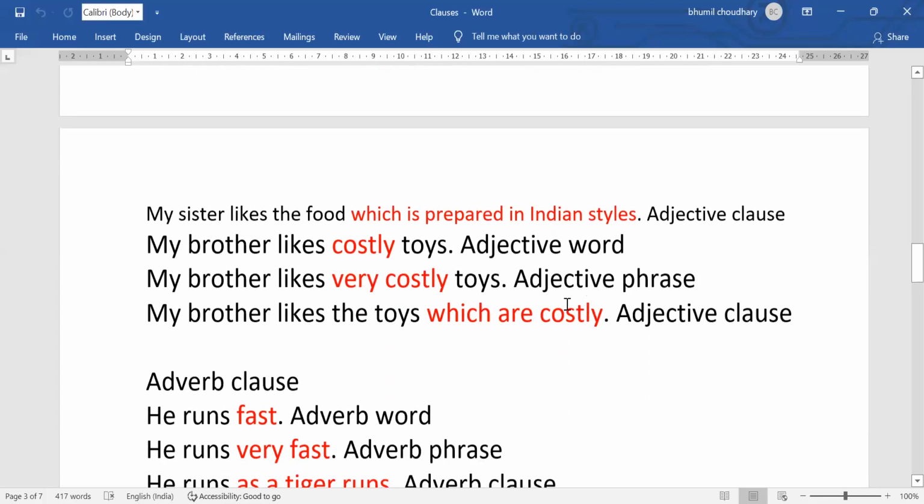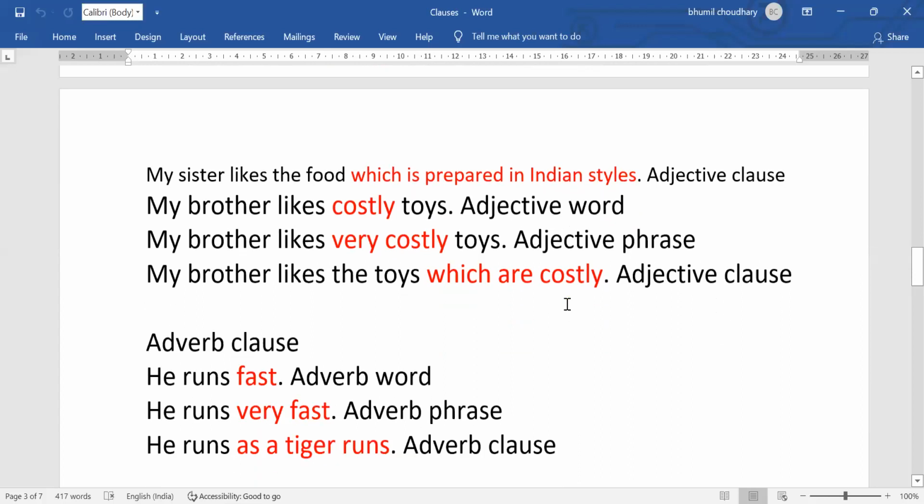In the same way, see the next sentence: My brother likes costly toys. So dear students, you can notice here, the word costly is an adjective. Why? Because it is describing the toys, the type of toys, right? So that's why it is an adjective.